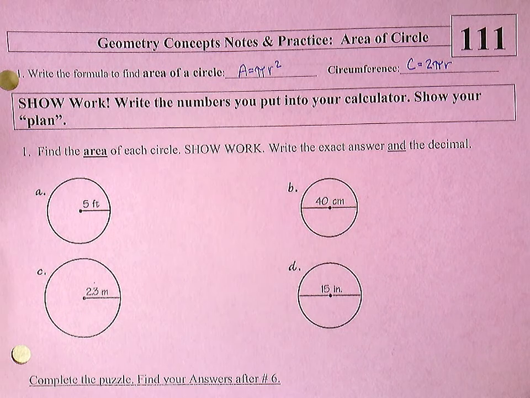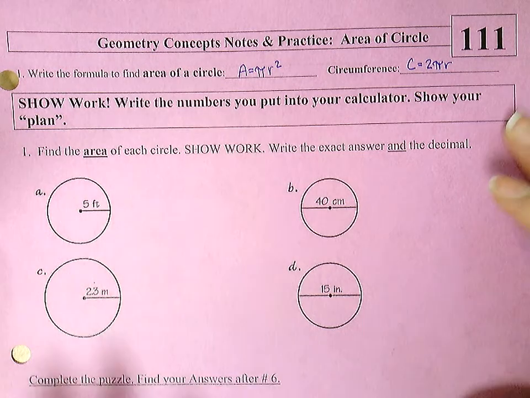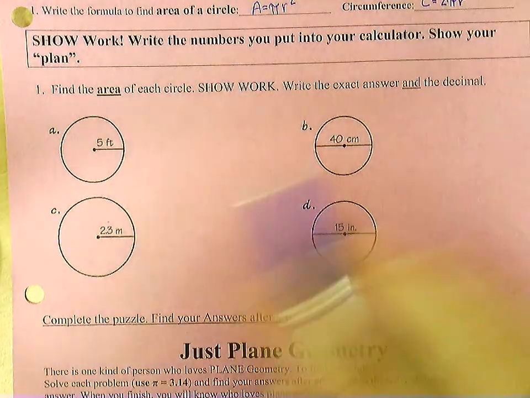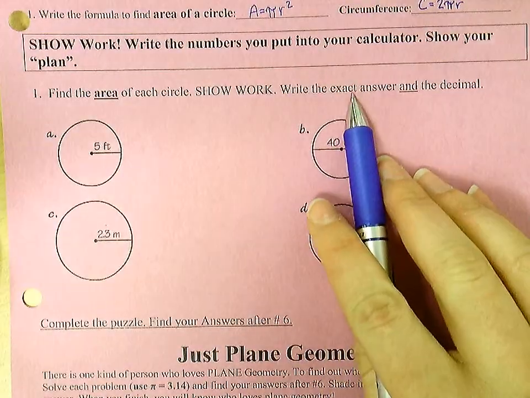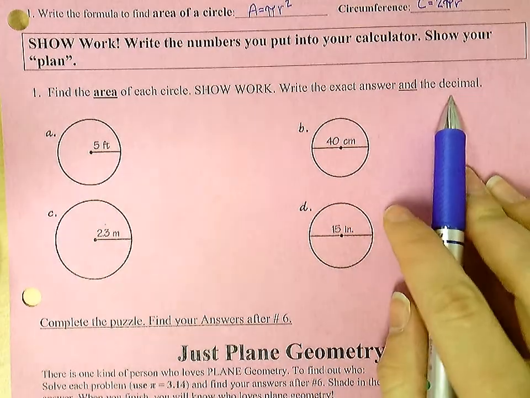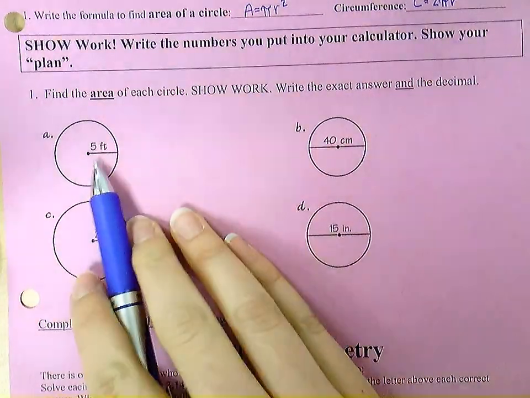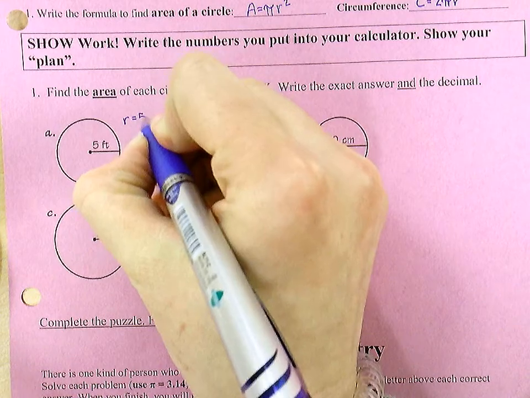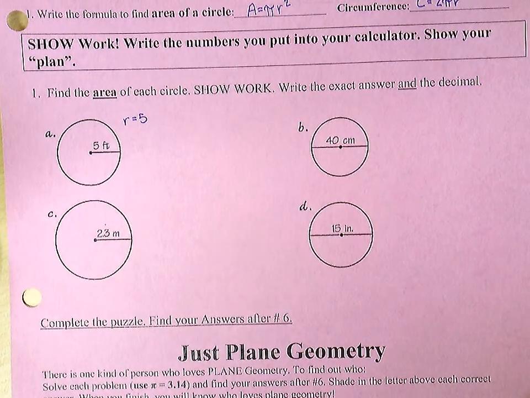So in number 1, at the very top there, all we have to do is find the area of each circle. So 1a is the one I'm going to go through with you. We want to write our answers as exact and the decimal. So we want both. For this one, I'm given the radius. The radius is 5 feet.